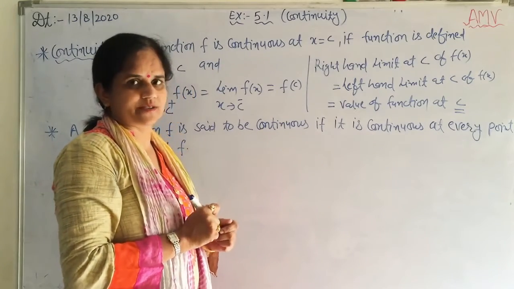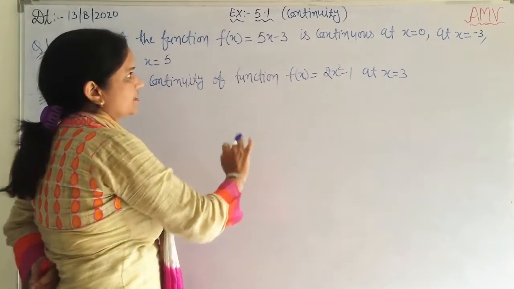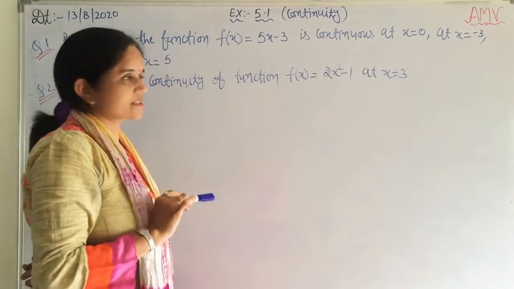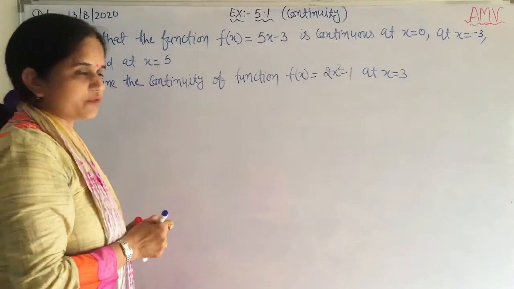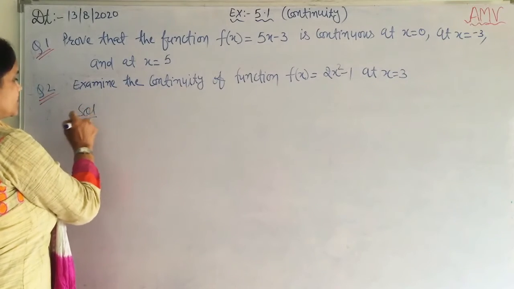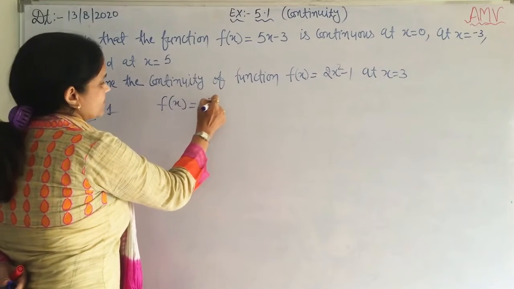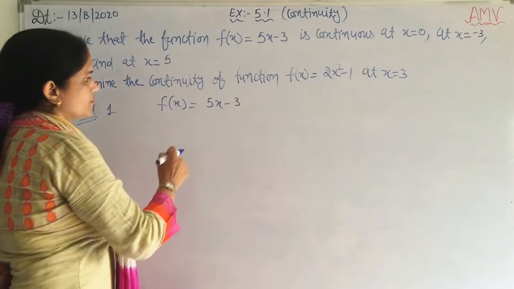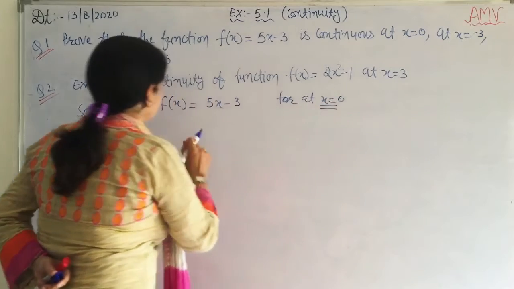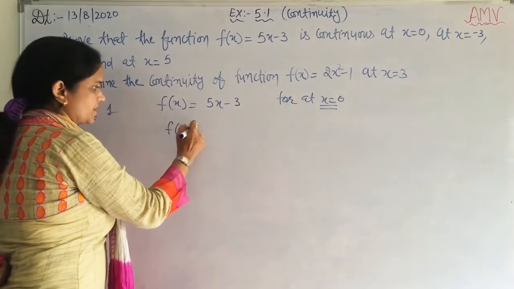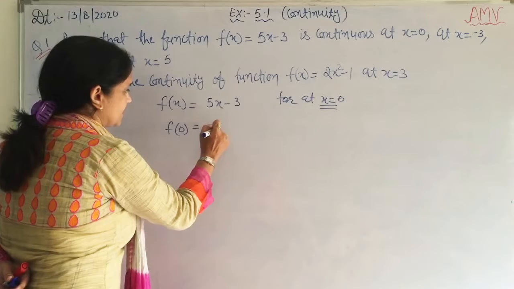So let's start. Question 1: Prove that the function f(x) equal to 5x minus 3 is continuous at x equal to 0, at x equal to minus 3 and at x equal to 5. Let's start the solution. Here f(x) is given as 5x minus 3. At x equal to 0, first find the value of the function. f(0) means substitute 0 in place of x, it is minus 3.